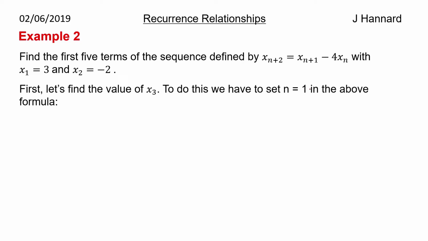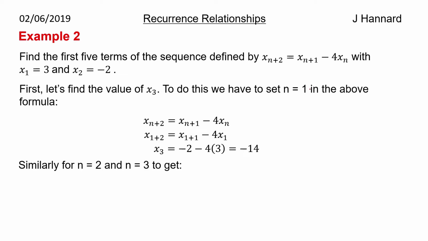So first, let's find the value of x3. To do this, we set n equal to 1, because we've already got x1 and x2. So we get xn plus 2 equals xn plus 1 minus 4xn. So x1 plus 2, which will be x3, equals x1 plus 1, which will be x2, minus 4x1. So x3 is minus 2 minus 4 times 3, which equals minus 14. Because remember, x2 is minus 2 and x1 is 3. So x3 is minus 14.